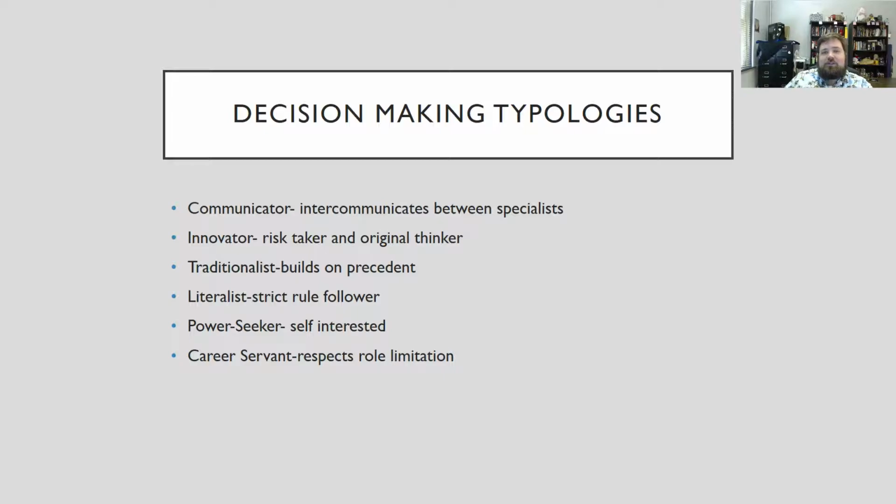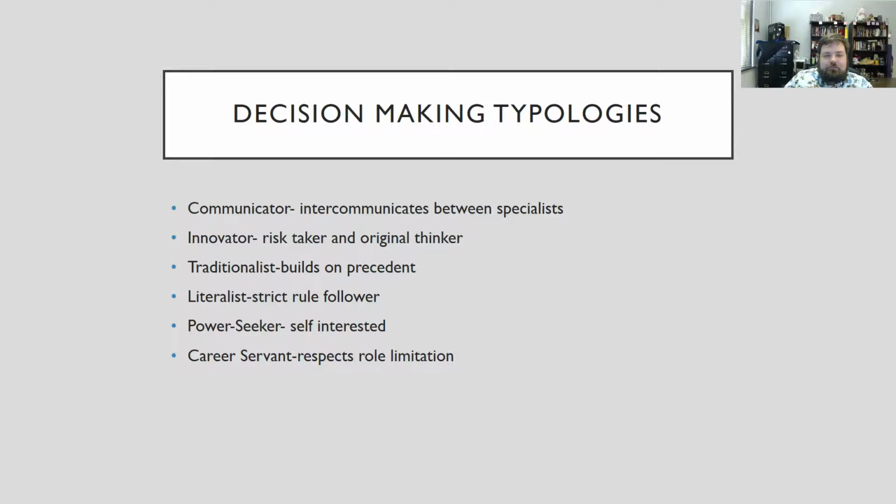The power seeker is usually, right, one of the negative people that can be in a group, right? They're the ones that have self-interest and want to promote their own role within the system, right? So they might not necessarily care about the overall decision that's made, but instead care more about their own role and making sure they come out looking good. And kind of the opposite of the power seeker is the career servant, right? They know their role is limited. They stick to that. They just want the group to do the best that it possibly can, right? They want to serve the entire group.